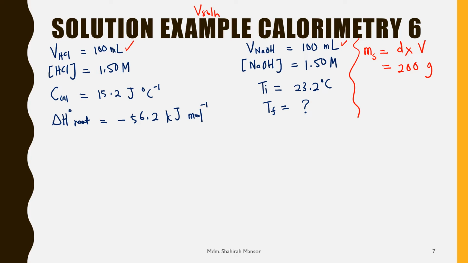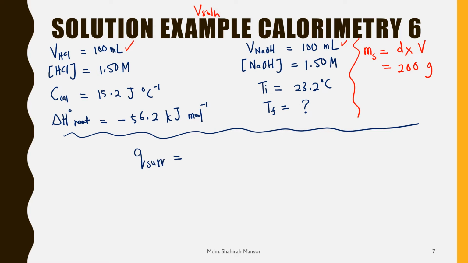Right, so since we know that both solution and calorimeter will be the surrounding, so formula yang kita akan gunakan adalah Q surrounding equals to M solution, C solution, delta T. Okay, so this delta T merujuk kepada apa? Kepada T final tolak dengan T initial. Tambah dengan capital C of the calorimeter times delta T. So again, it is T final minus T initial.